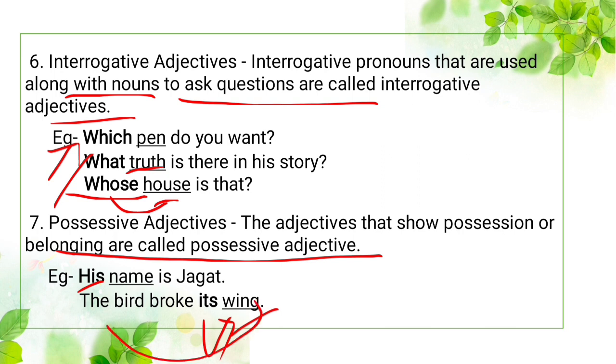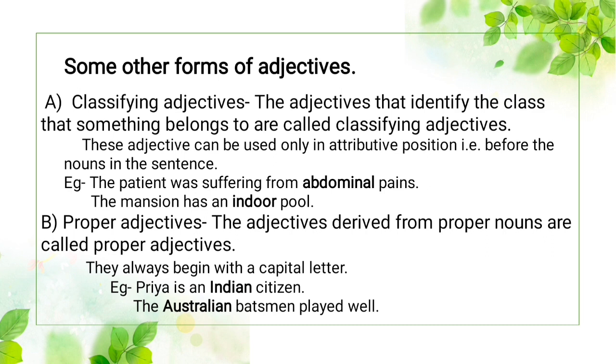With this, we are done with main types of adjectives. But there are also some other forms of adjectives. So let's learn about those and some points related to them. So the first one is classifying adjectives. The adjectives that identify the class that something belongs to are called classifying adjectives.